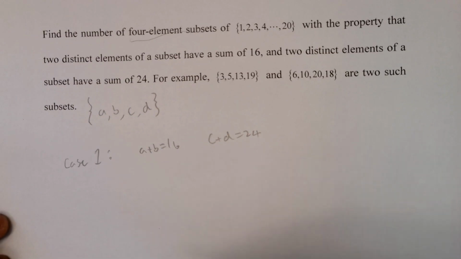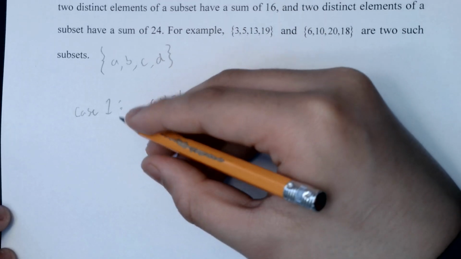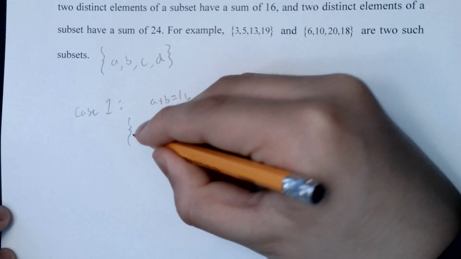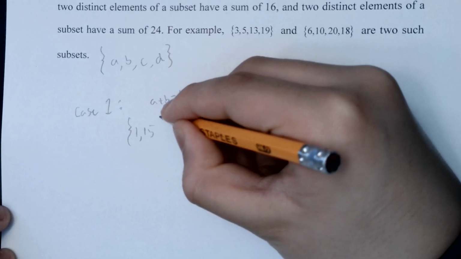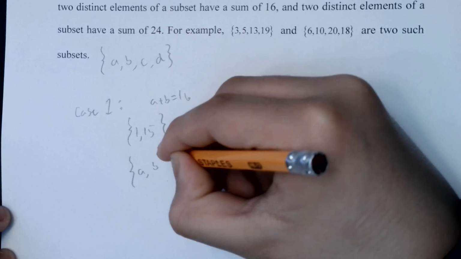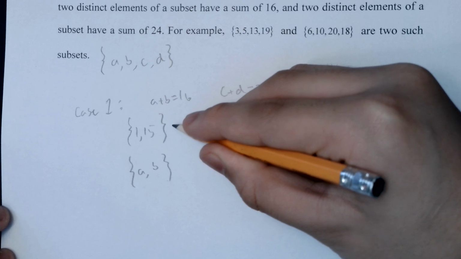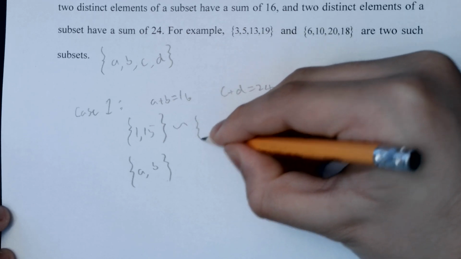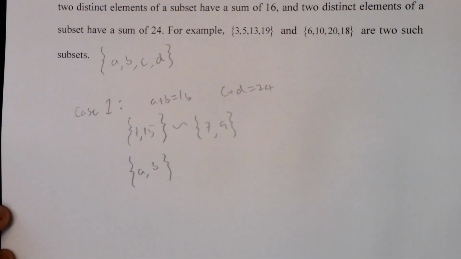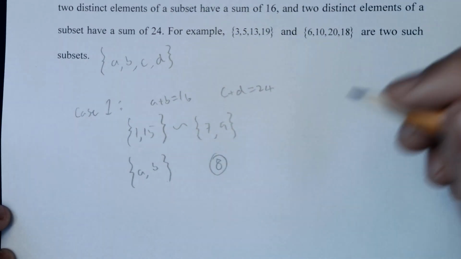Now in this case, for A plus B to equal 16, we have a couple of ways to do this. We have already written them down here, in a subset manner, in the format of A and B. We have 1 and 15, we have 2 and 14, and this continues on to 7 and 9. And in total, we should have 8 different ways to do this.